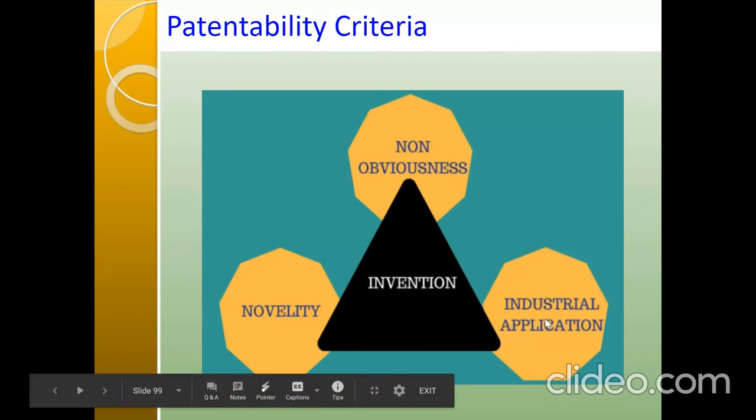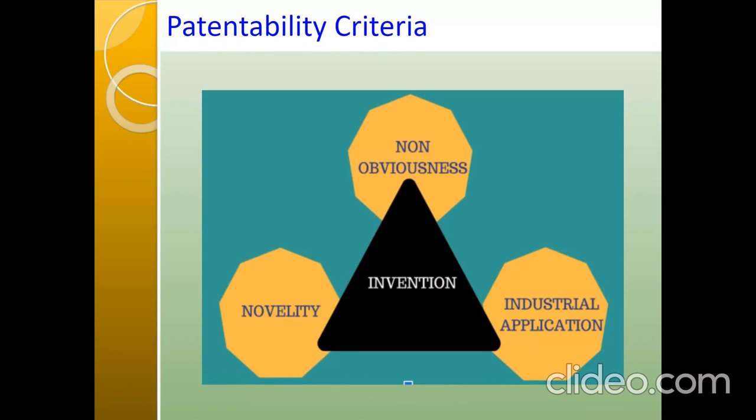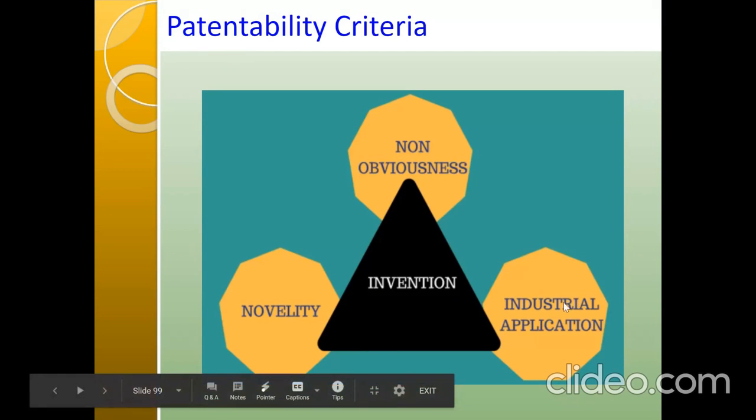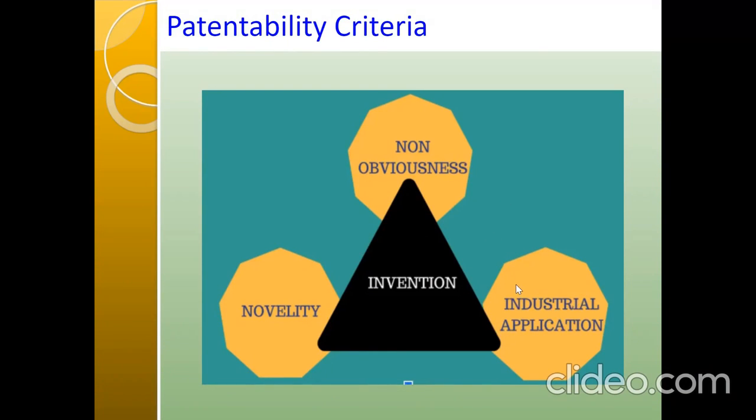Industrial application, that means the invention must be useful and have some form of practical application. It should be capable of being made and used in industry. It should have industrial application. So these are the 4 important conditions related to patentability and the criteria of patentability.